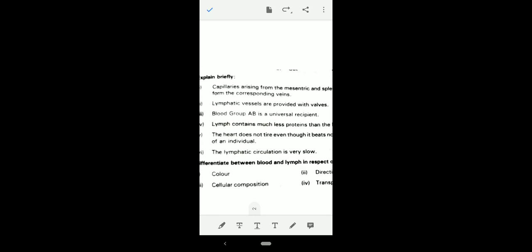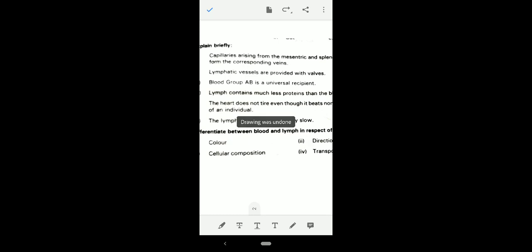Yes, lymphatic vessels are provided with valves because in lymphatic vessels very less pressure is there, and lymph flows on the basis of muscular activity, so there are always chances of backflow. That's why lymphatic vessels consist of valves. If we compare, in lymphatic vessels more number of valves are there in comparison to veins. Veins also contain valves, but fewer. Blood group AB is universal recipient because blood group AB does not have any kind of antibodies, and A and B antigens are present.